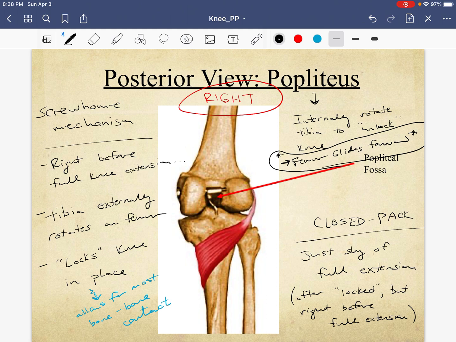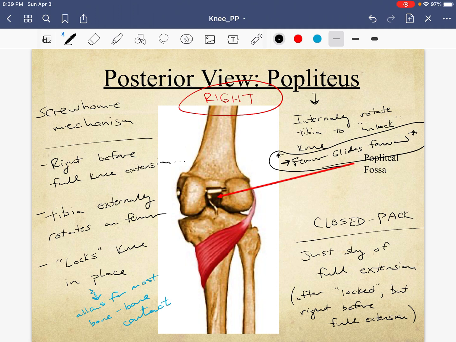What's the gliding motion at the knee? The femur glides forward right after the popliteus contracts to unlock the knee to initiate knee flexion. Feel free to rewind the video a little bit and hear that again. It was a pretty good explanation.